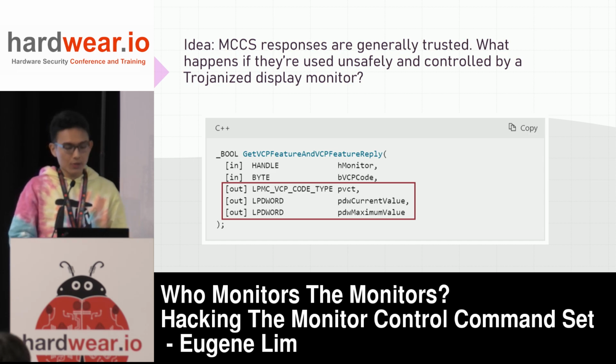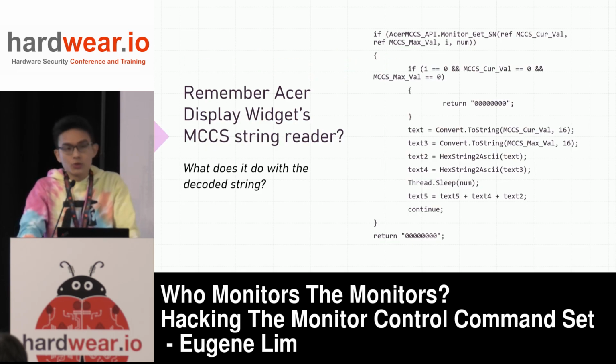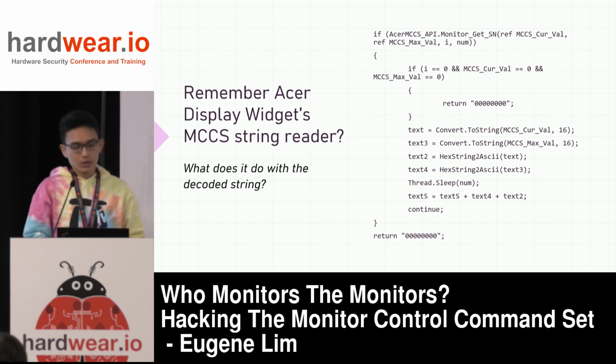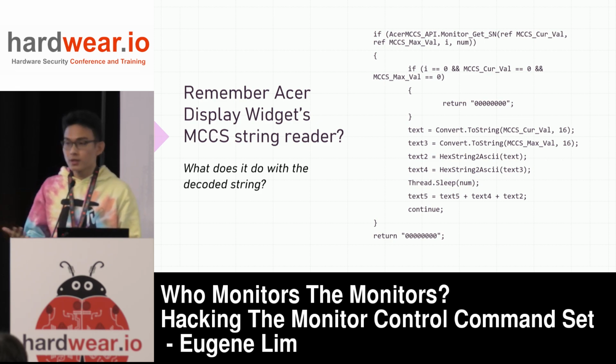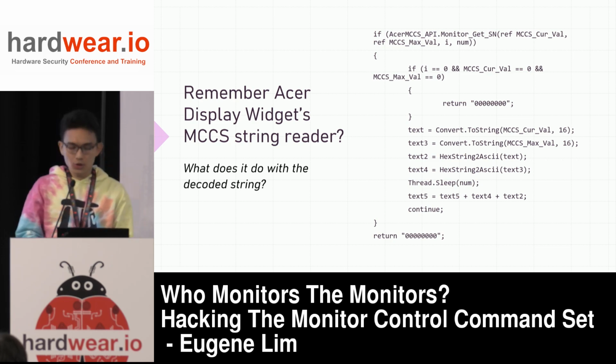So if you recall, for example, the get VCP feature and get VCP feature reply has some output buffers. The first is the code type, not very usable, but then you have current value and then maximum value. Again, not great because they tend to be just single byte stuff, but you do see some cases where manufacturers do implement a string reader, right? So in this case for Acer, they read it in blocks of, I think, six bytes, and then they convert it back to ASCII, and this is then used in the rest of the software.